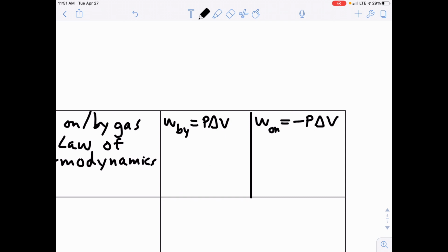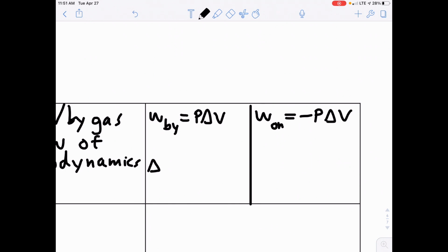And the first law of thermodynamics is also written in two different ways. It is a statement of conservation of energy and is written as the change of internal energy is equal to the heat that you put into the system minus any work done by the gas, or the heat you put in the system plus any work done on the gas.